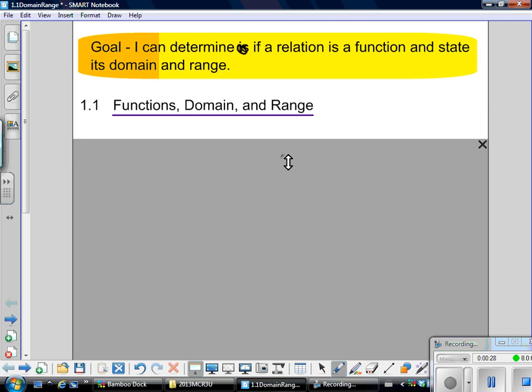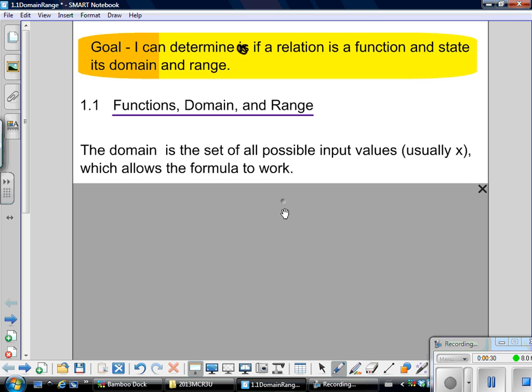Let's take a look at this. Section 1.1 from your textbook. The first thing when we're talking about this is domain. What is that? The domain is a set of all possible input values, which usually are x's, which allows the formula to work.